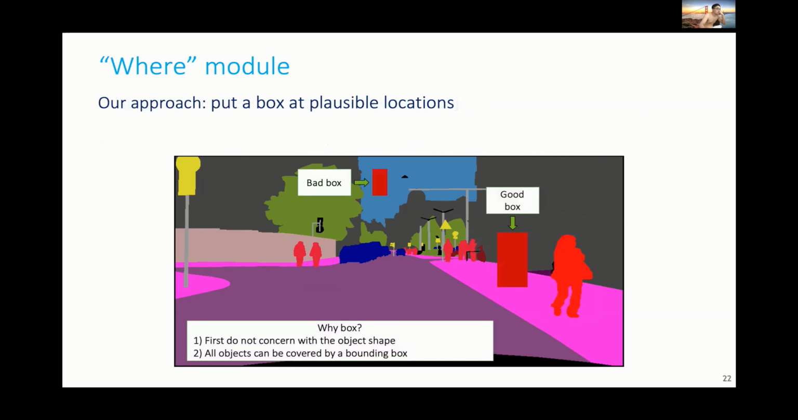So the approach we take is to first predict a bounding box where the person can appear. There are two reasons for that. One is that it's much simpler, and we can just predict the location and scale. The second reason is that the objects of interest in this work, cars and humans, can be enclosed by bounding boxes.